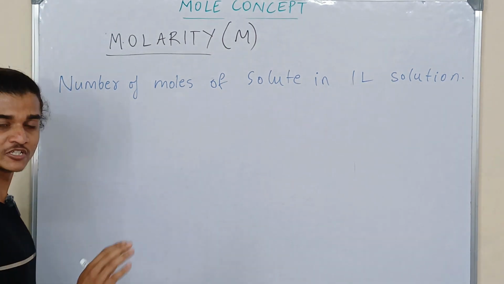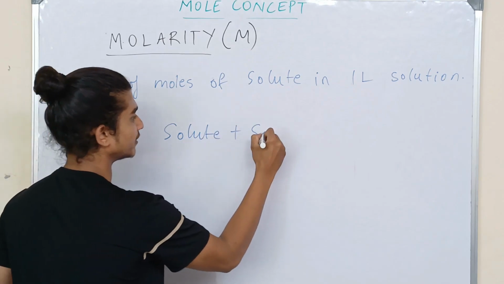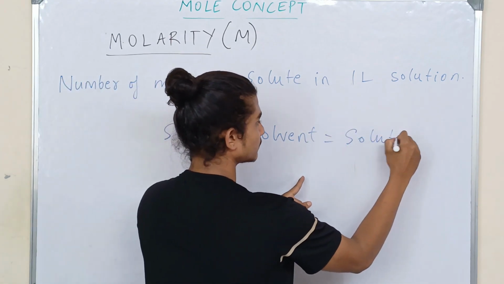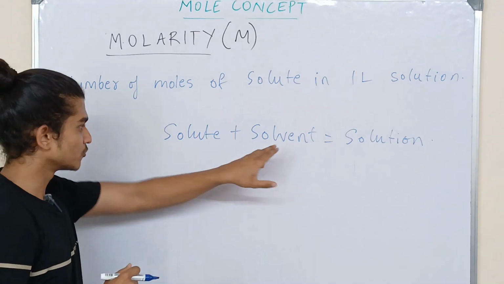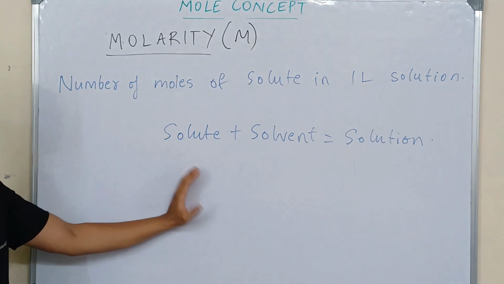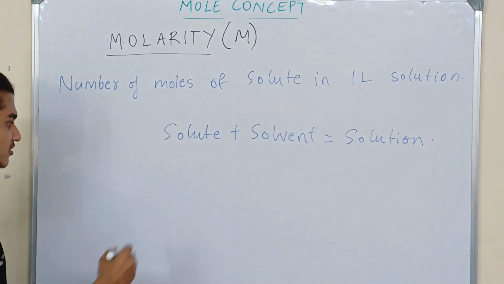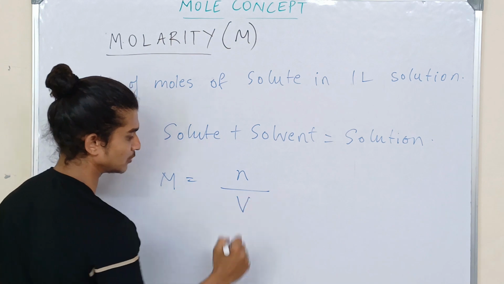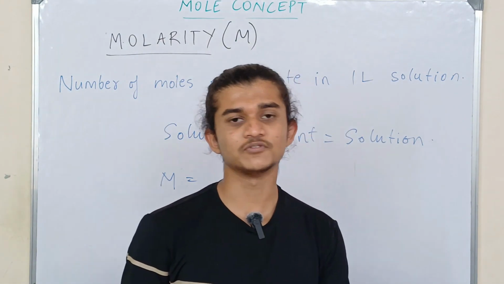So as you know, solution is made up of two things. One is solute, plus the second one is solvent, which gives you a solution. So solute is the one which is in the least amount, whereas the solvent is the one which is in high amount. So molarity is used to check the concentration or strength of the solution. So the formula for this particular component is, molarity M is equal to number of moles by volume of the solution in liters. So these were the four important components of mole concept.